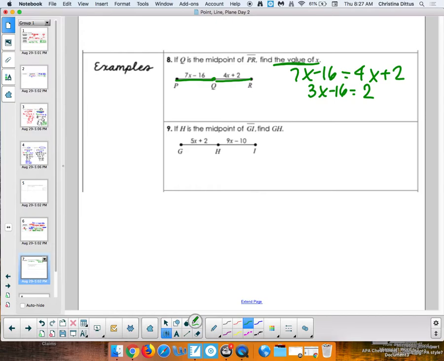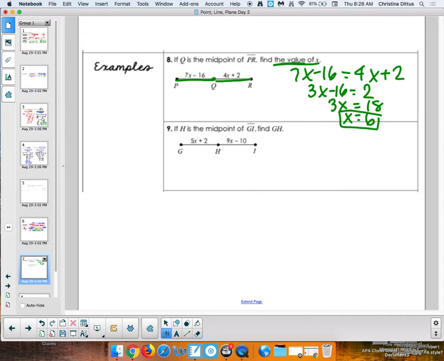Now I'm going to add 16. That gives me 18. How much is x? Yep, I heard it. 6. Okay, so midpoint, you're going to set your two chunks equal. Questions on 8?